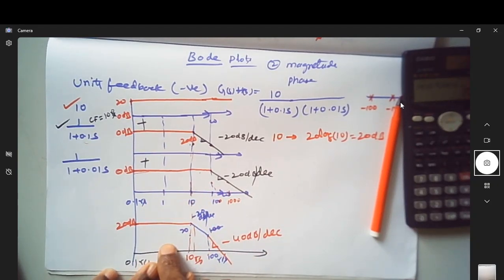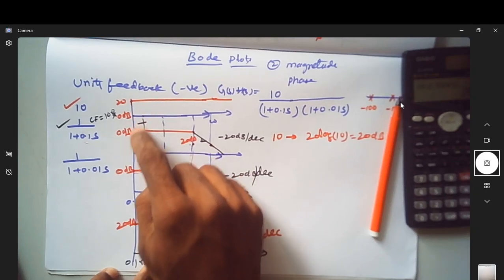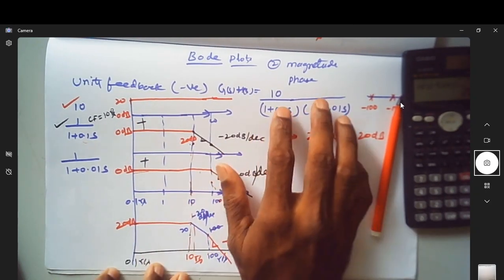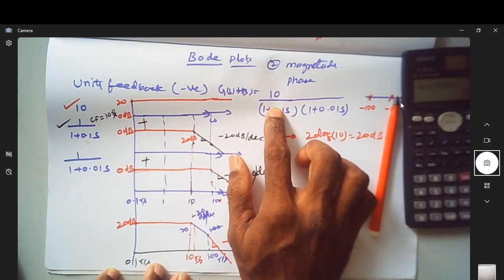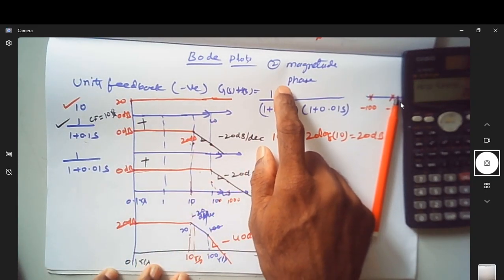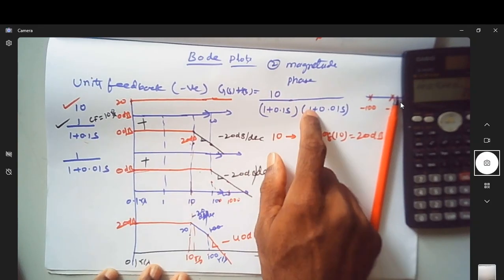So what is the overall plot? It is the addition of all the 3 plots because they are in dBs. Because we know that this you need to divide, but in this case what you have is this divided by this divided by this.